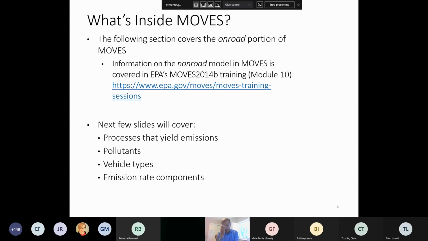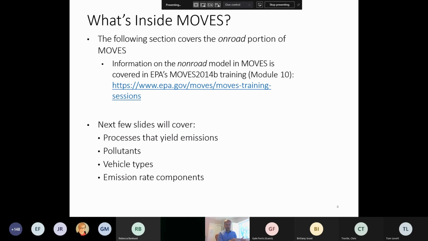So the next couple slides go into a little bit of detail about what's under the hood, what MOVES is. Obviously, we cover much more in our hands-on course for modelers, but I think it's a good idea to just get a general sense of what's in the model. We are going to focus on the non-road portion of MOVES. So MOVES includes all mobile sources, and those are going to be divided up into on-road and non-road.